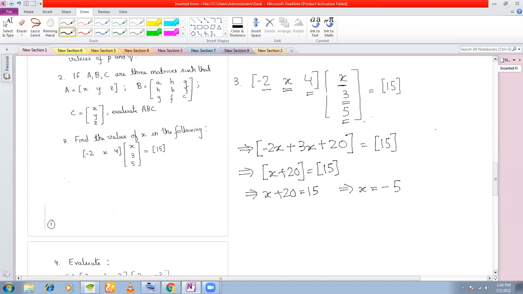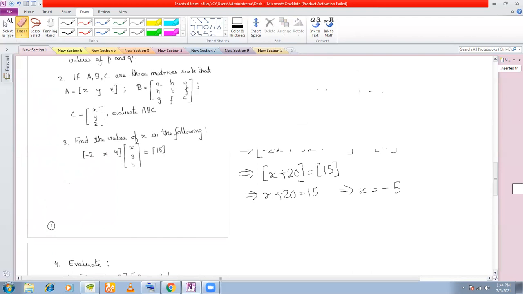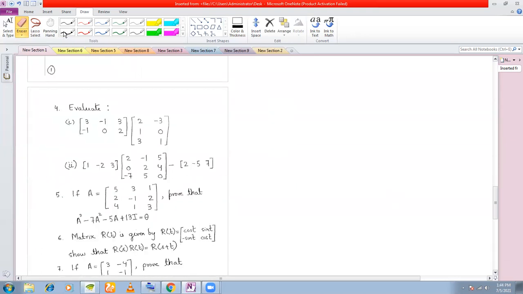Okay. Let us continue with the next one. Number 4. Evaluate this. That is, you are asked to find out the product of these two matrices. 3 -1 3 -1 0 2.